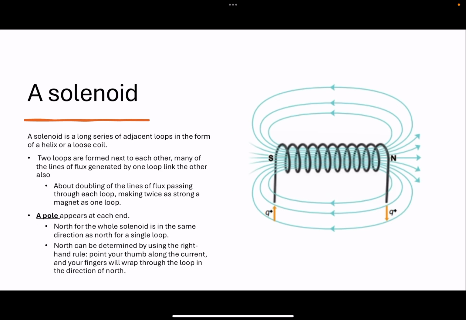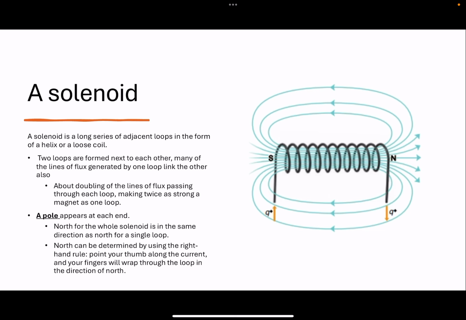Now make a few of those loops and we get what's called a solenoid. So basically, if you're taking that same current carrying wire and two loops are formed next to each other, many of the lines of flux generated by one loop link to the other, also achieving an approximate doubling of the lines of flux passing through each loop. The result is a magnet twice as strong as either of the loops individually.